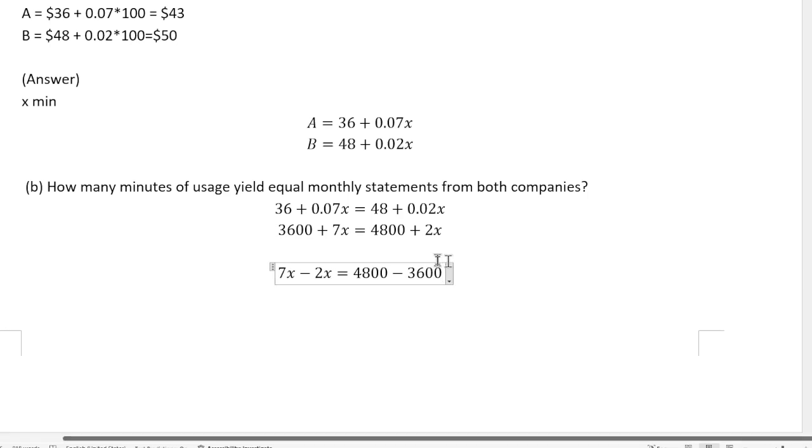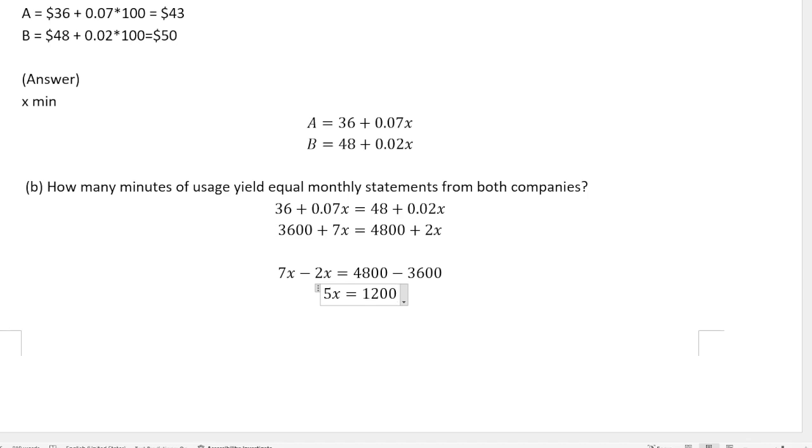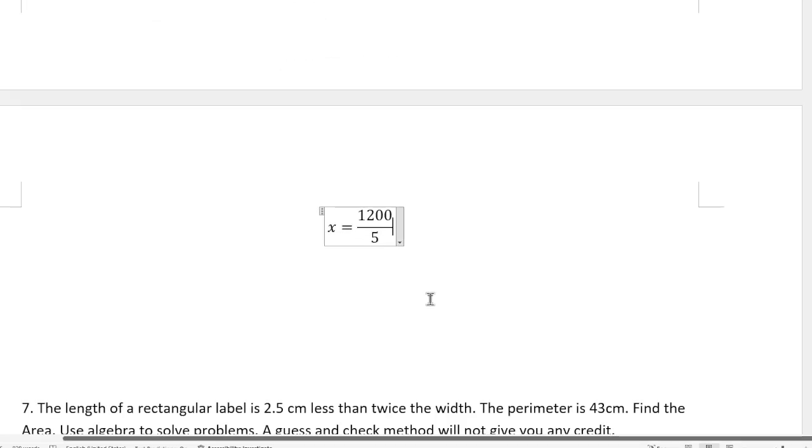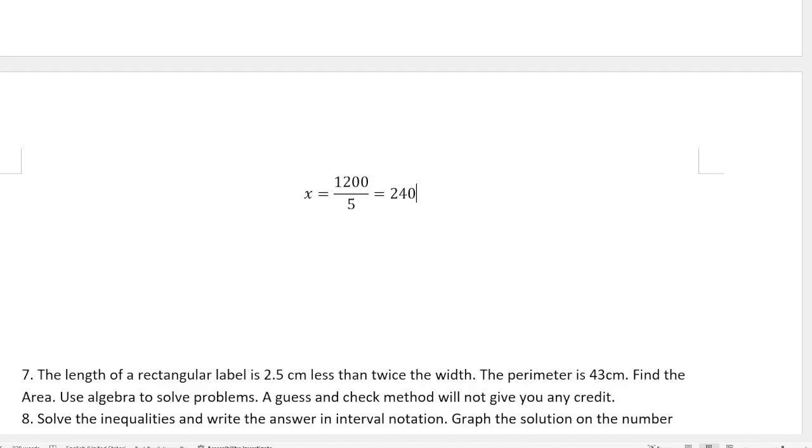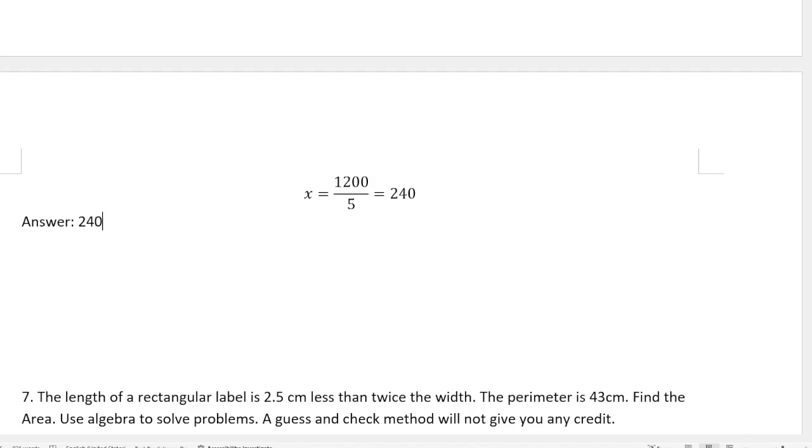3600 from both sides. Another way to say it is like I'm just moving this to the right side, so it becomes negative. This 2x, it's added, but moving to the left side, if you cross over, it becomes negated, right? So 7x minus 2x is going to be 5x, and 4800 minus 3600 is 1200. And therefore, we see that x is equal to 1200 divided by 5, and that's going to be equal to 240 minutes. Okay, so the answer is 240 minutes.